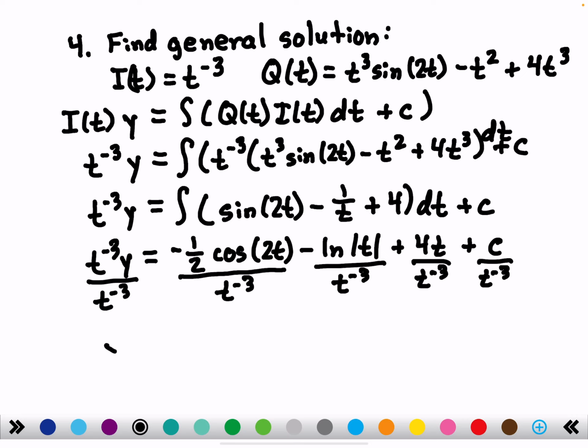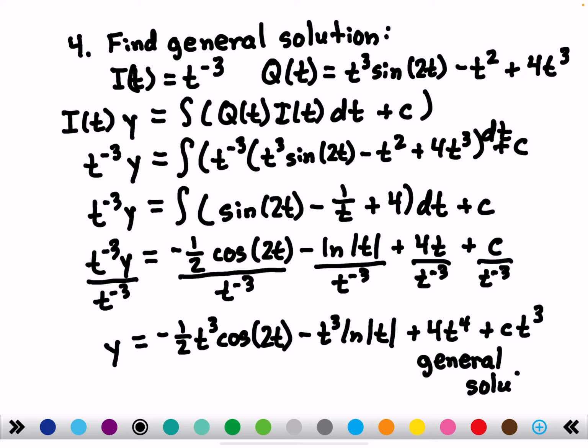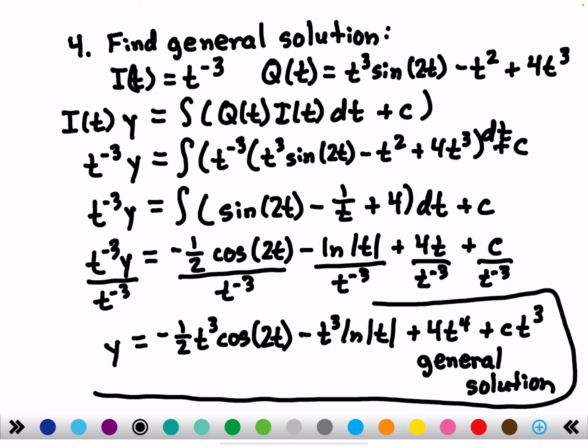So we simplify this, that's y equals negative 1/2 t cubed cosine of 2t minus t cubed natural log of the absolute value of t plus 4t to the fourth plus c t cubed. And all of this is the general solution of this linear first order ordinary differential equation.